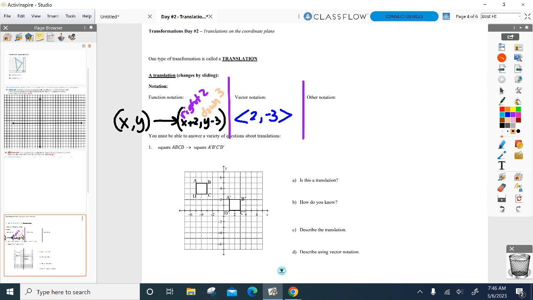And then you might see the following. It doesn't have a name, so I just called it other. You'll see a capital T. Capital T for translation. And then remember Friday we had the subscripts. You'll see subscripts here. 2 numbers tell you what direction to go. All 3 mean the same thing. Right 2, down 3. All 3 of those notations mean the exact same thing. A translation, sliding it up, down, left, and right.